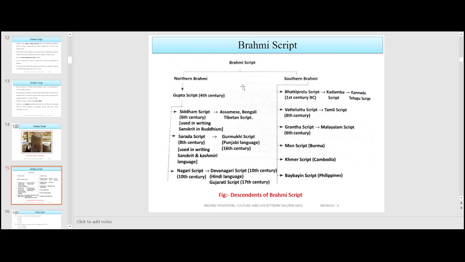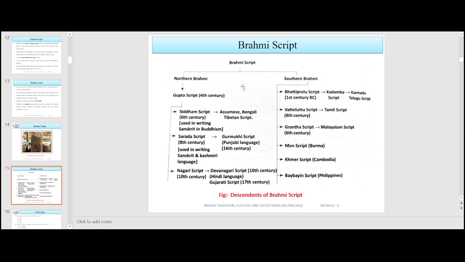Siddham script, a part of Assamese and Bengali, was used in the 6th century in writing Sanskrit in Buddhism. Sarda script, 8th century, was used in writing Sanskrit in the Kashmiri language. And the Gurumukhi script is also developed from the Sarda script. That is the Punjabi language. Punjabi language is written in the Gurumukhi script, and it developed around the 16th century.